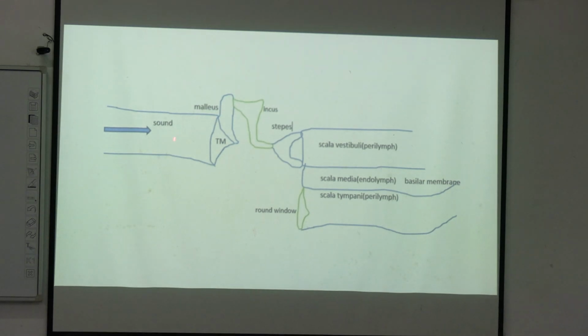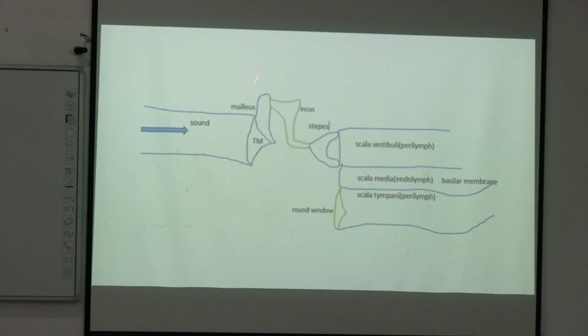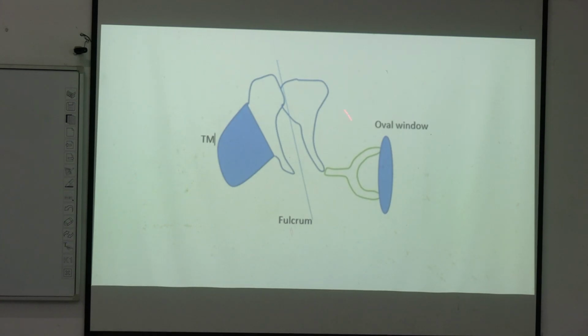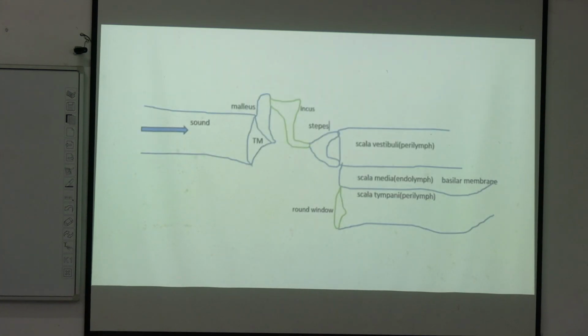Once the tympanic membrane moves inwards, there is a hinge or fulcrum between malleus and incus in the middle ear. So see the fulcrum over here, at the junction between malleus and incus. If the tympanic membrane moves inwards, the oval window moves outwards, that is, the stapes moves outwards, due to this lever action. Once the stapes moves outwards, it takes the oval window along with it.